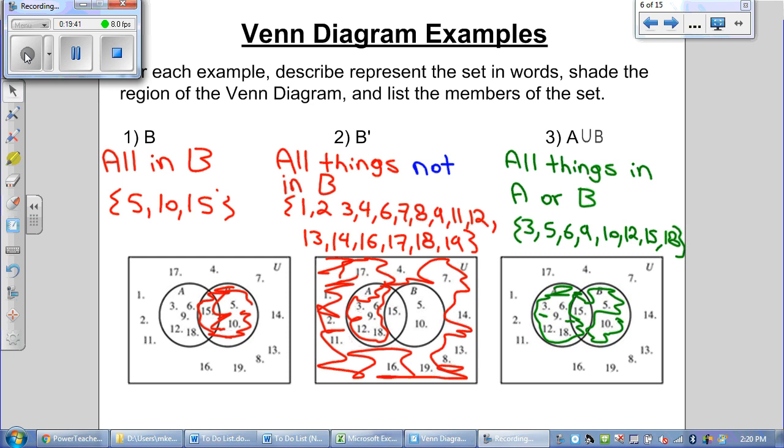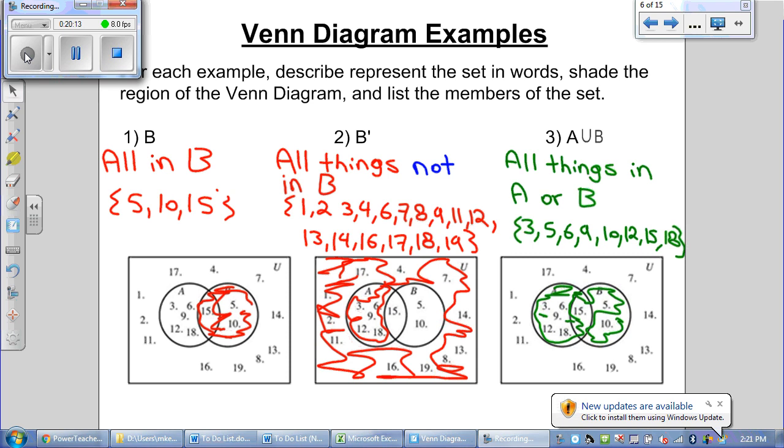For question 2, it was all things not in B. So that means that B circle should be completely left alone and everything around it should be shaded. My shading isn't great because if I color over a number, then I can't see the number. So I just kind of scribble in between as much as I can for you. But if you shaded it, hopefully it was pretty shaded compared to mine. But you should have noticed that the circle around B was completely untouched.